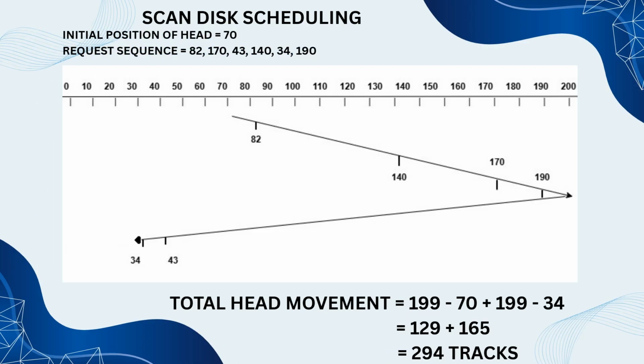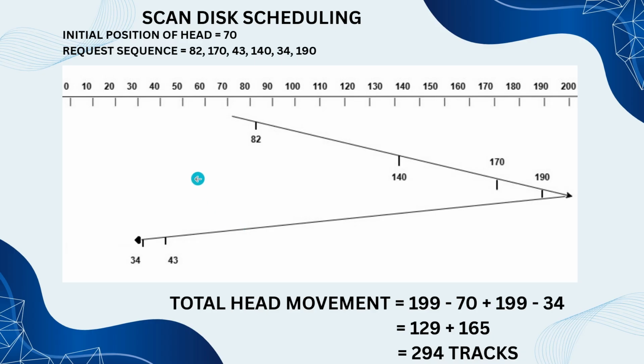And the third type of disk scheduling is SCAN disk scheduling. In the SCAN disk scheduling algorithm, it works by moving the disk head in one direction, either left or right, and then serving all the requests in that direction until it reaches the end of the disk. After reaching the end, the head reverses its direction and serves the requests in the opposite direction. This is also known as the elevator algorithm due to its similarity with the working of an elevator.